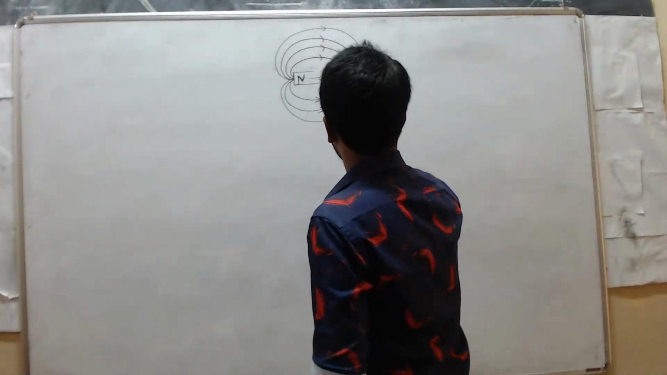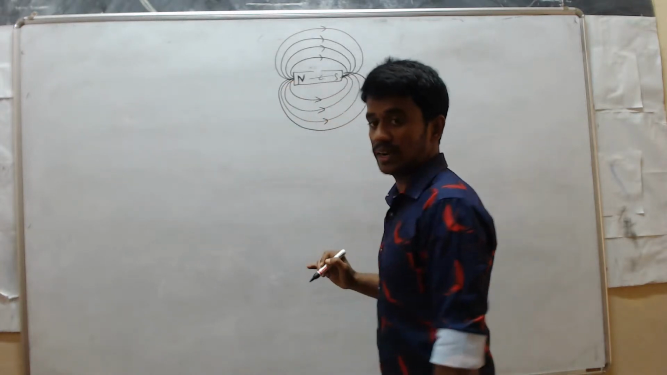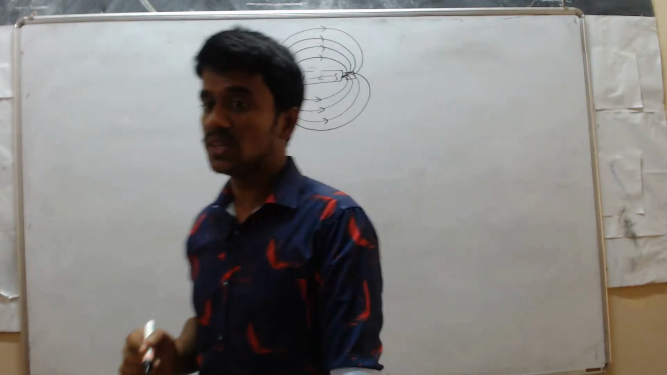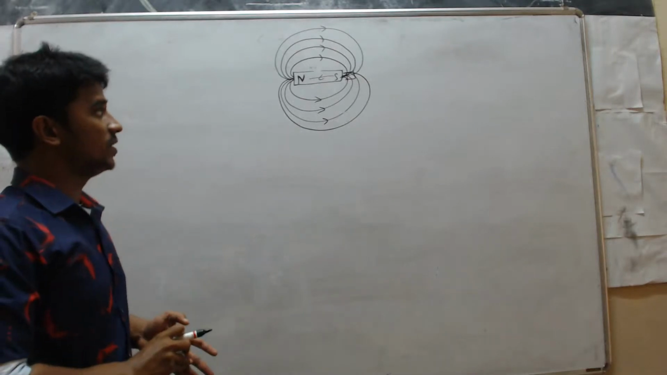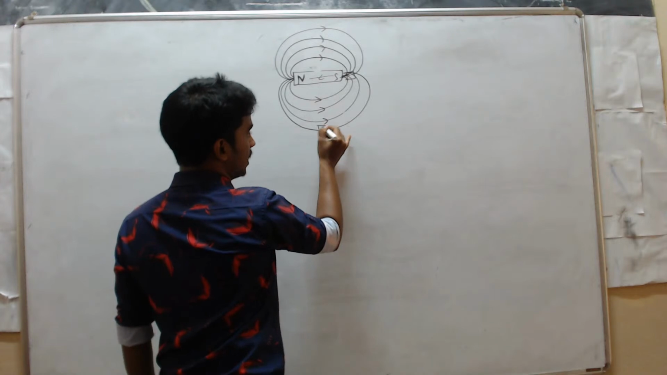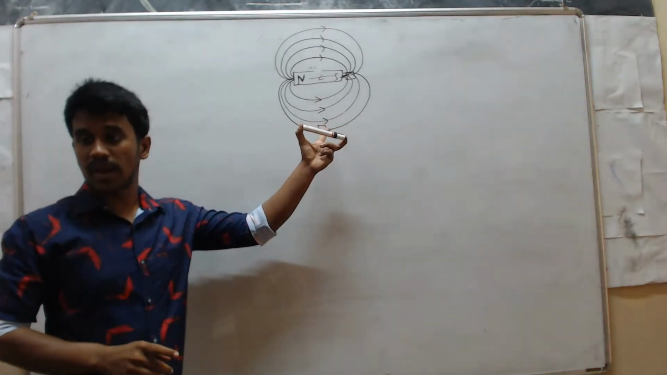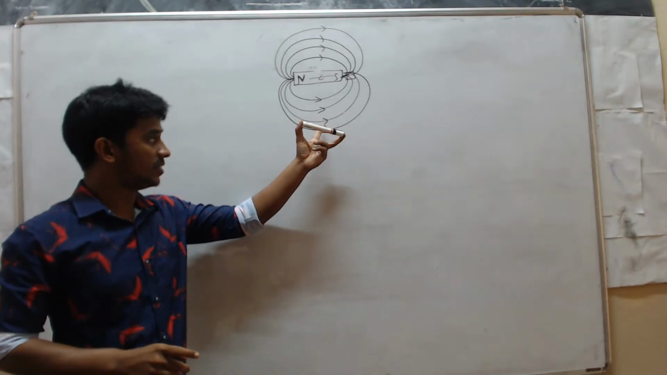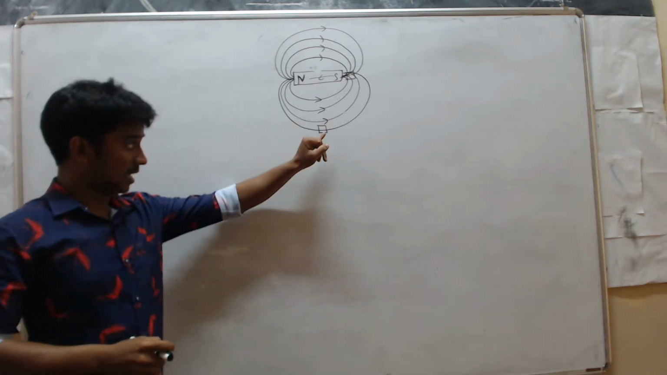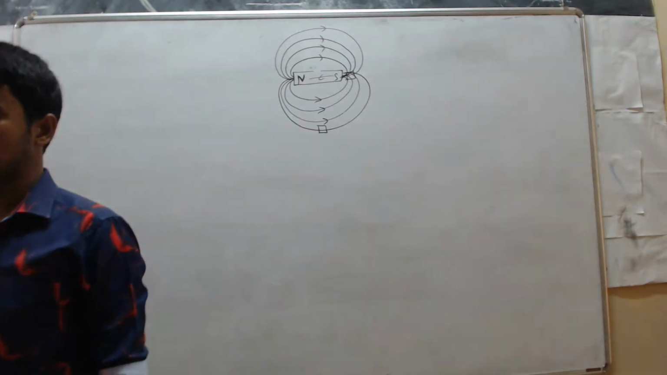For example, see here, more number of magnetic field lines are there, right? So at this point we can say that the magnetic field is very strong. Suppose at this other point, here less number of magnetic field lines are there, so at this point the magnetic field strength is less. Here less number of field lines are there, and here more number of magnetic field lines are there.